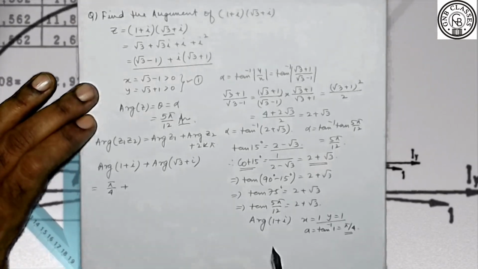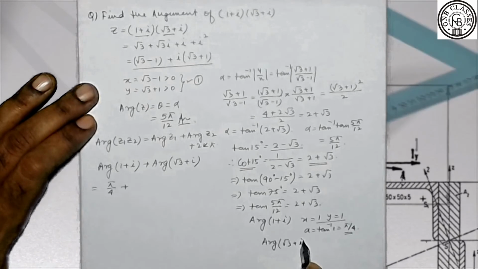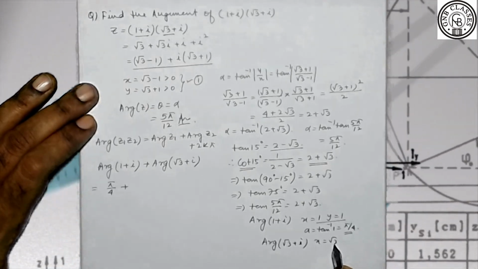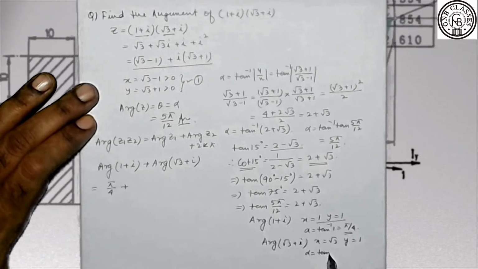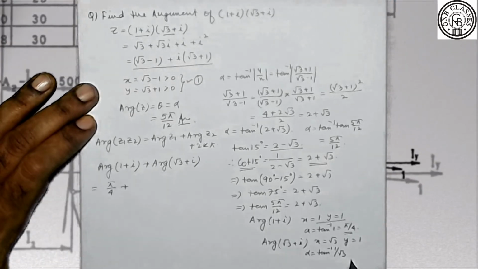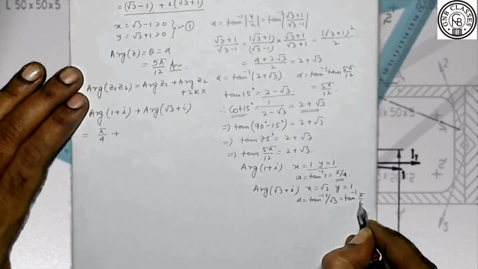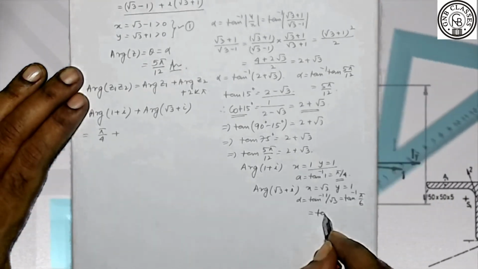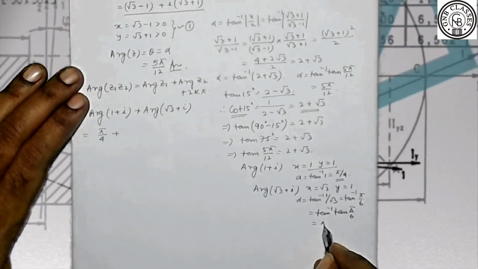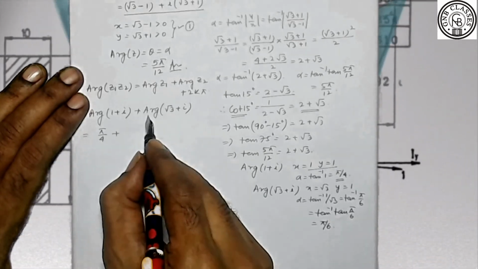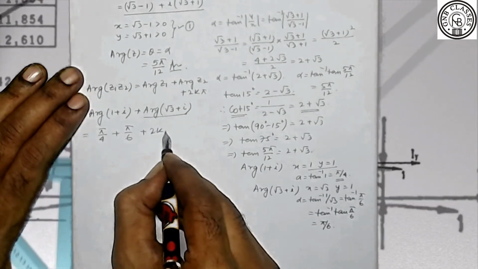Now what about this argument of root 3 plus iota? Again, x is root 3, y is 1. Therefore your alpha is nothing but tan inverse 1 by root 3, which is tan inverse tan pi by 6. Yes or no? That gives you pi by 6 only. Therefore argument of this is pi by 6. Okay, and 2k pi is there.